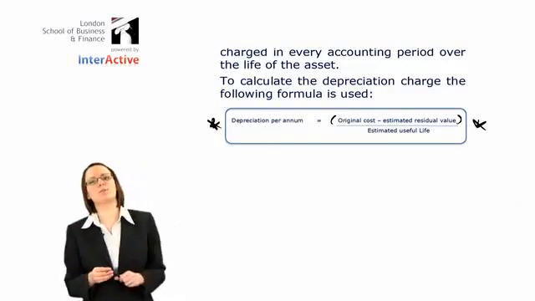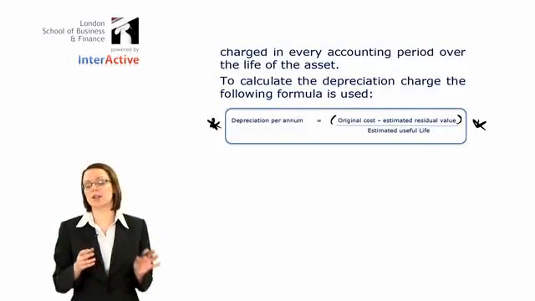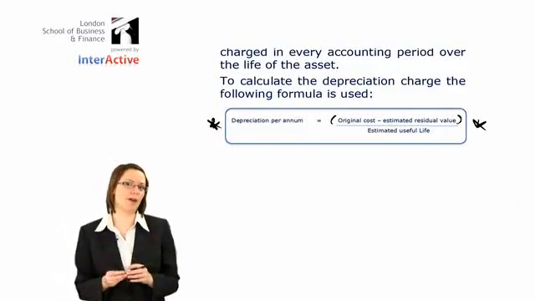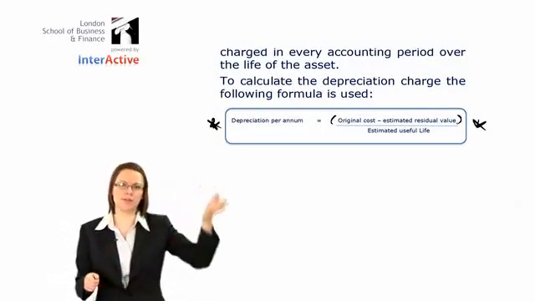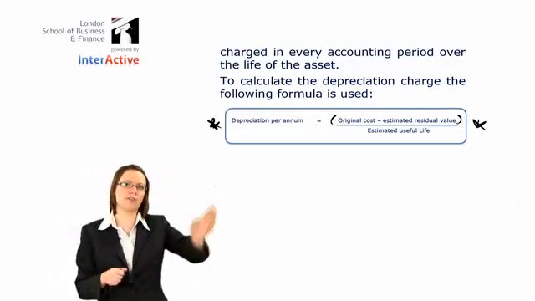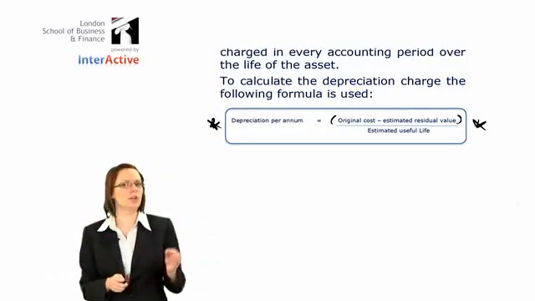So, cost minus residual value divided by its useful economic life is going to give you the depreciation charge per annum. Okay? And that would be the same charge to your financial statements, same journal entry for the same figure for each year of the asset's useful life. You've got to learn that.